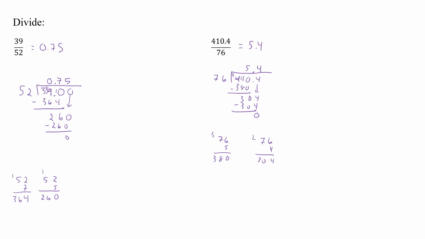Okay, so that's how we work with the decimals. When there's no decimal shown, we just add the decimal and put it above, or if it's already there, we just bring it up above and put it there, and then we can do our division.